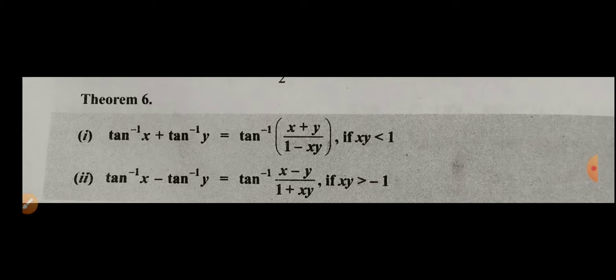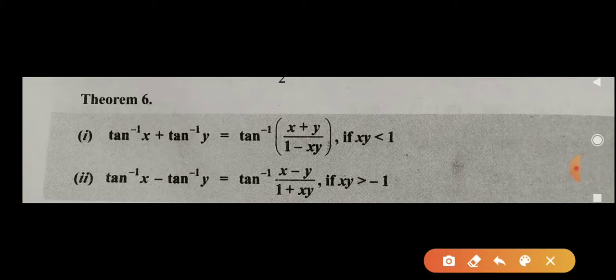Theorem number 6, or property number 6: tan inverse x plus tan inverse y equals tan inverse of (x plus y) upon (1 minus xy), if xy is less than 1. This condition you have to remember. The product of x and y should be less than 1. Then you can apply this property.